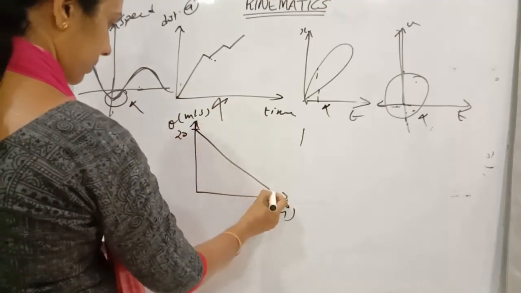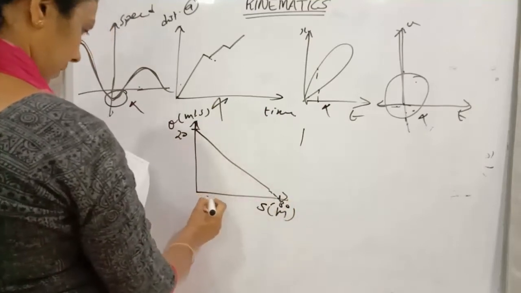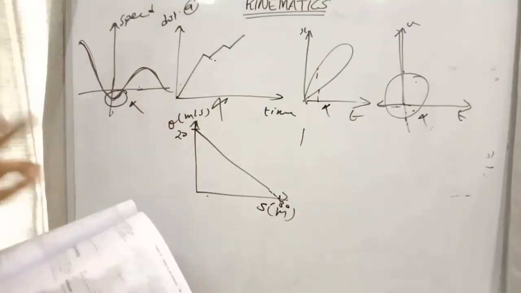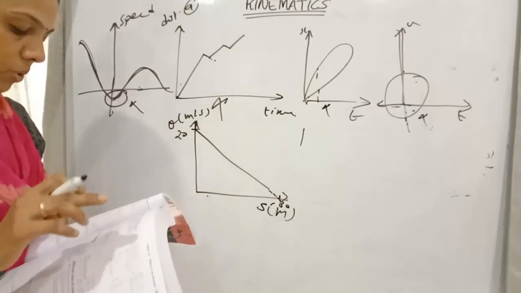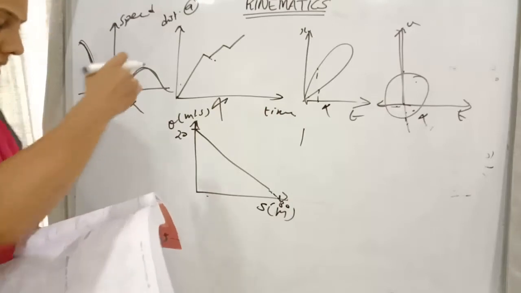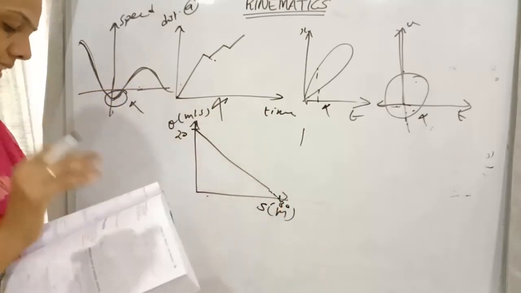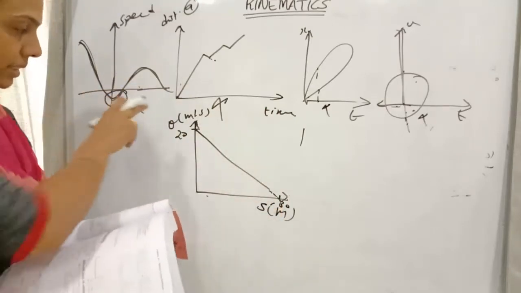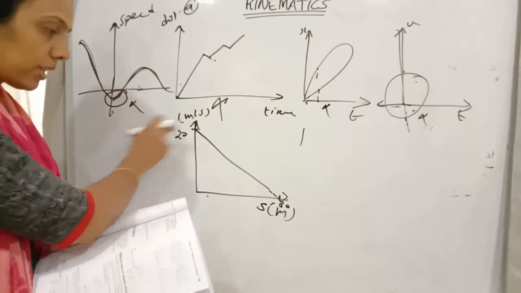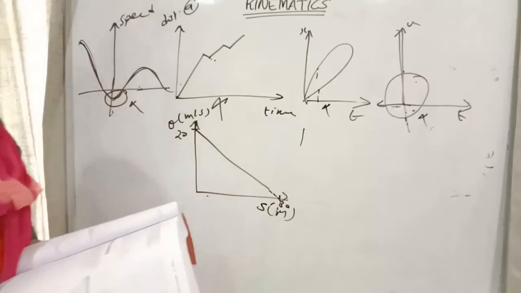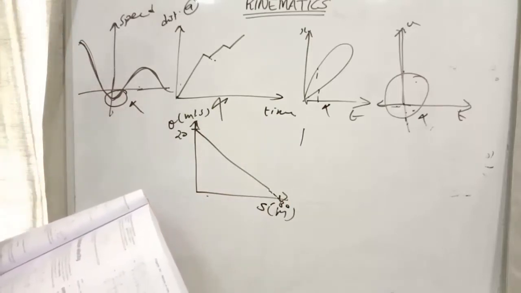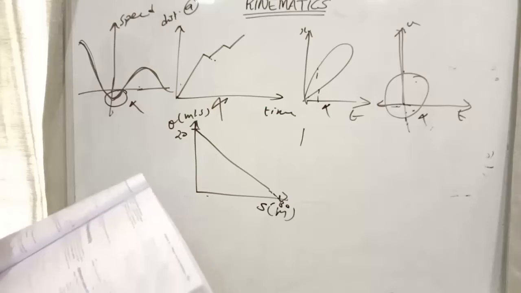So till here, s is in meters and velocity in meters per second. Read the question once more. If the velocity of a particle moving along a straight line decreases linearly with displacement s from 20 meters per second to a value approaching 0 at s equal to 30 meters, then what is the acceleration of the particle at v equals 10 meters per second?